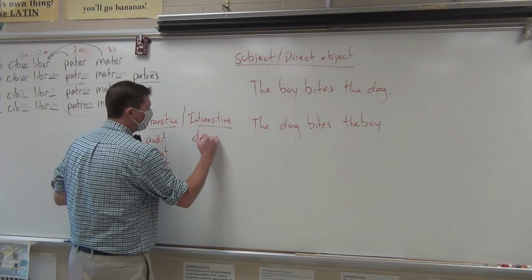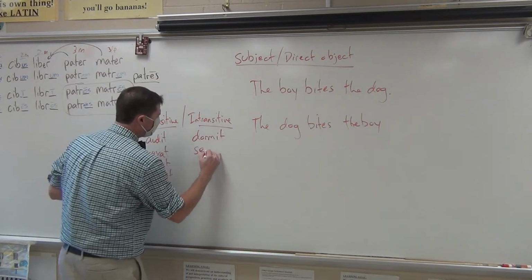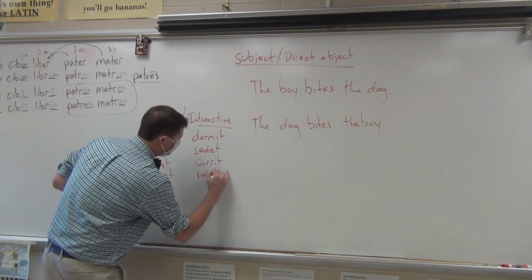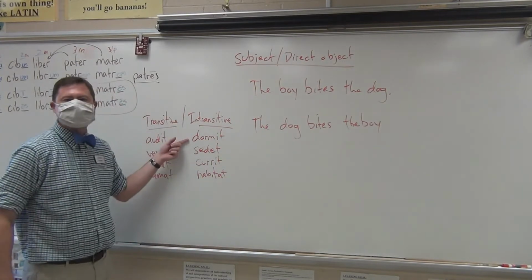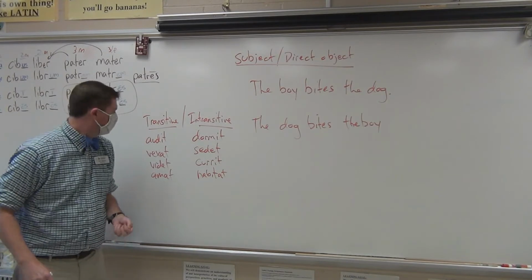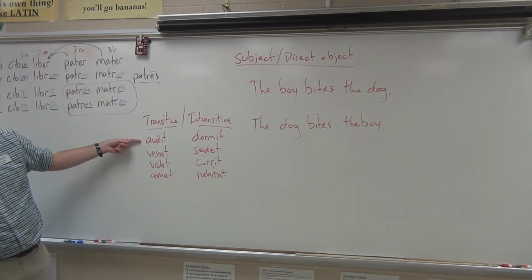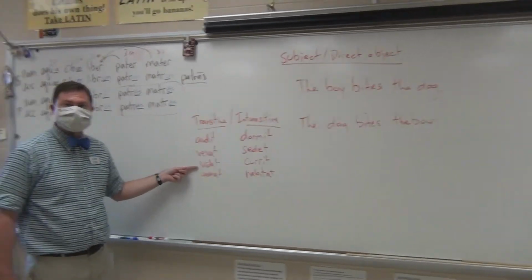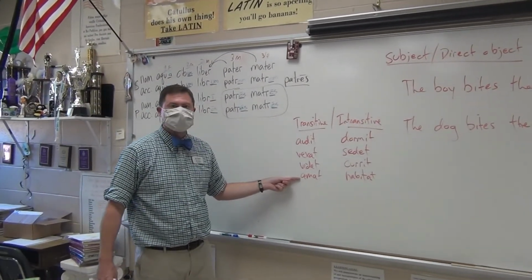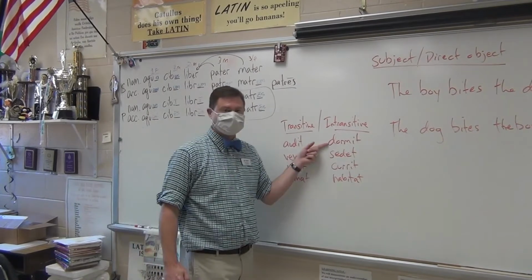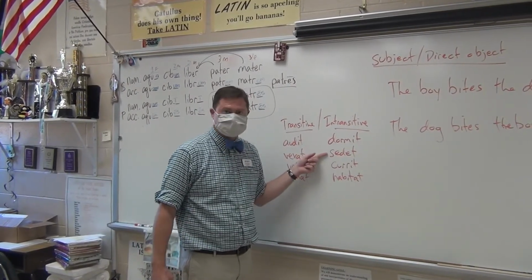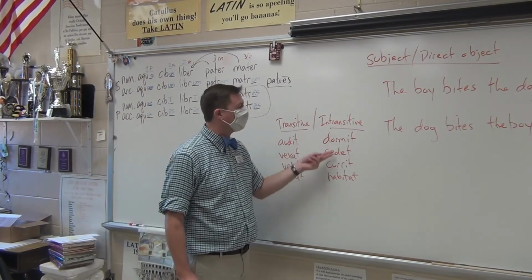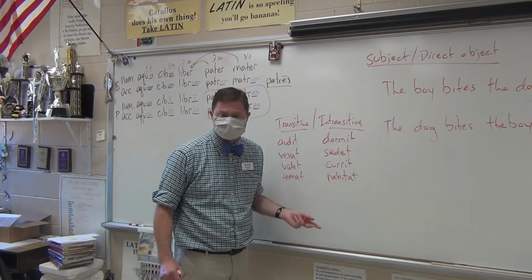Verbs like dormit, and sedet, and curit, and habitat. He sleeps. He cannot sleep a table. He can hear a table. He can annoy a table. Look at your table. He can see a table. He can love a table, but he cannot sleep a table. He cannot sit a table. He cannot run a table. He cannot live a table. And so these are verbs that do not have a direct object.